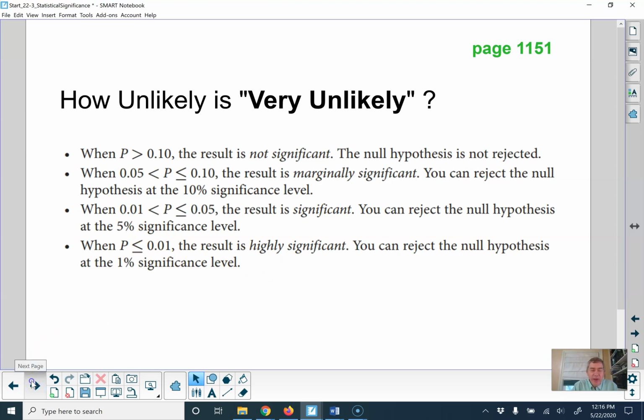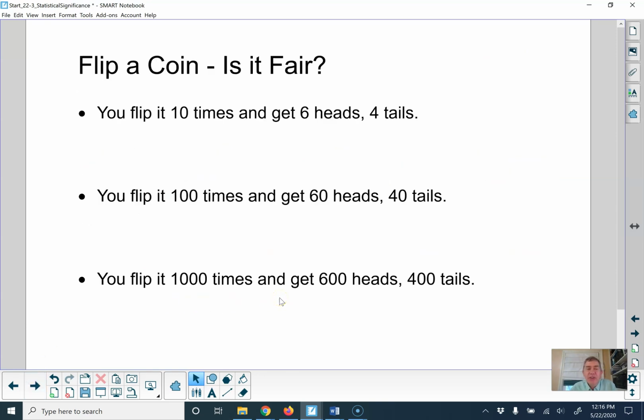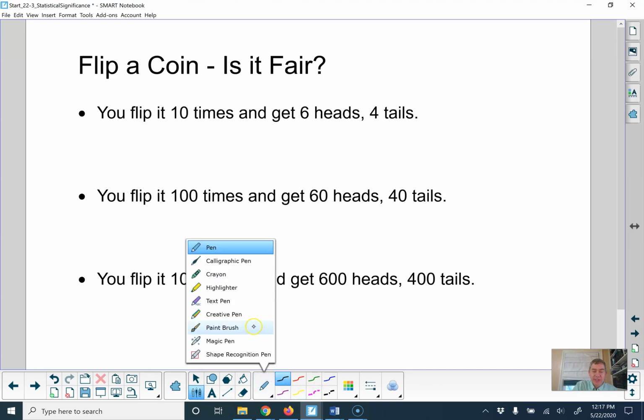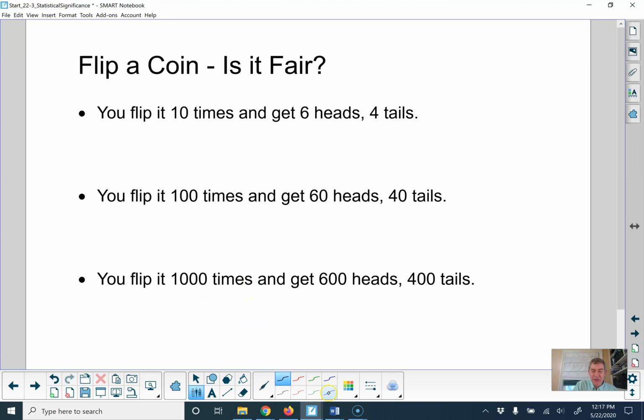So here's a quick instinct one. Flip a coin, is it fair? You flip it 10 times, you got 6 heads, 4 tails. Is that a fair coin? You don't know. You flip it 100 times and get 60 heads, 40 tails. What about that? Is that fair or not? You don't know. What about 1,000 flips, 600 heads, 400 tails? In all cases, this is 60% heads. But your intuition probably tells you that under the third scenario, it's much less likely that the coin is fair, much more likely that it comes up heads more often than tails.